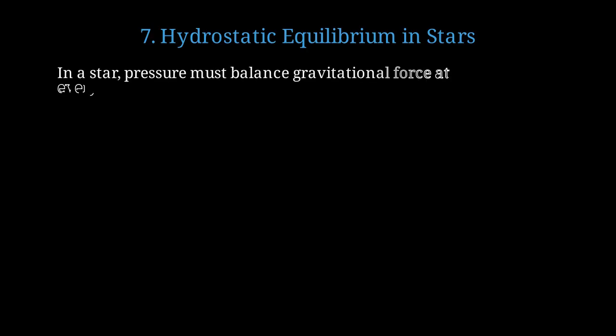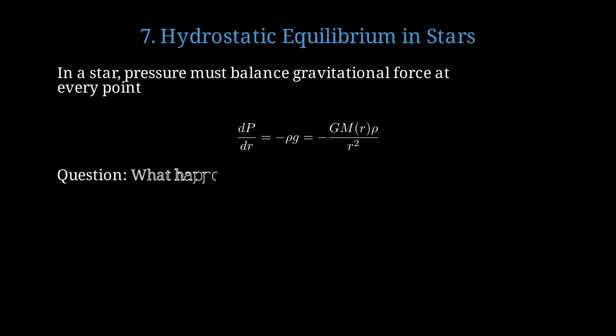In a star, at every point from center to surface, the outward pressure gradient must exactly balance the inward gravitational force. This is expressed as dP/dr equals negative rho g, which equals negative G M(r) rho over r squared.